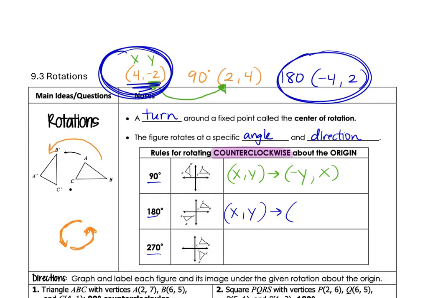So 180 degrees, I think is the easiest one because you just change the sign of both of them. Negative x, negative y. So it's the opposite of your x and it's the opposite of your y. That does not mean you're making it the negative number, because if it's a negative number, the opposite is making it a positive number, okay? So keep that in mind.